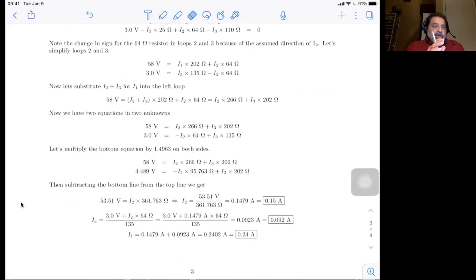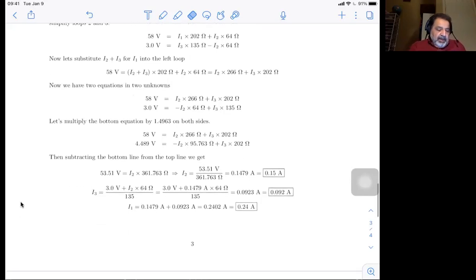Let's multiply the bottom equation by 1.4963 on both sides, so we can get some cancellation. Multiplying the bottom by 1.4963, we get 4.489 volts equals minus I2 times 95.763 ohms plus I3 times 202 ohms. Well, if we subtract them, now we'll get rid of the I3.